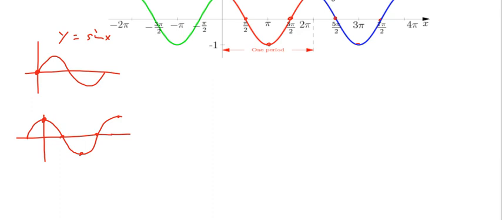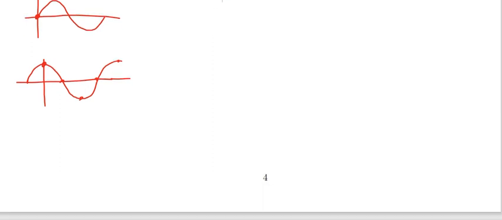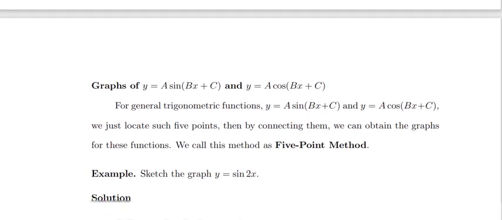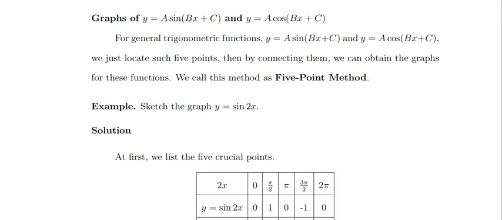Only the starting point is different: when x equals 0, sine is 0, but cosine is 1. This is the only difference. Okay? So those are the sine and cosine graphs. We can say those are standard sine and cosine.